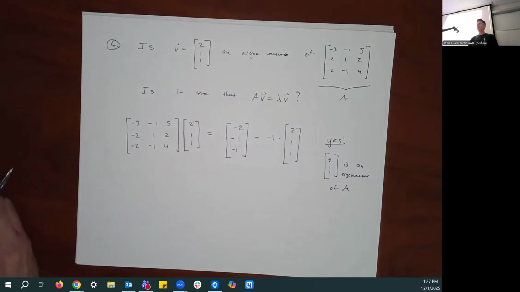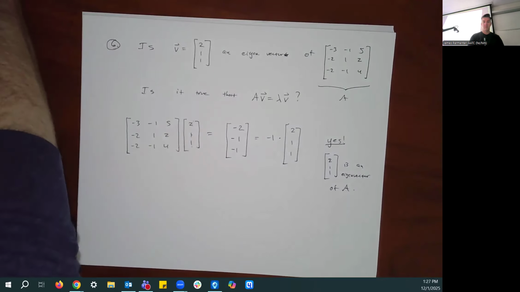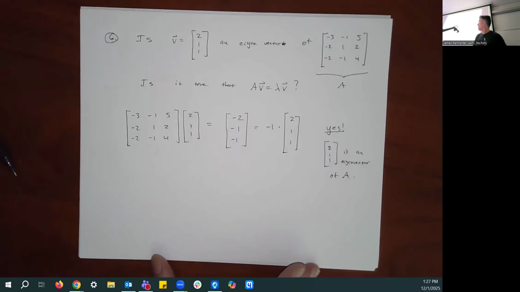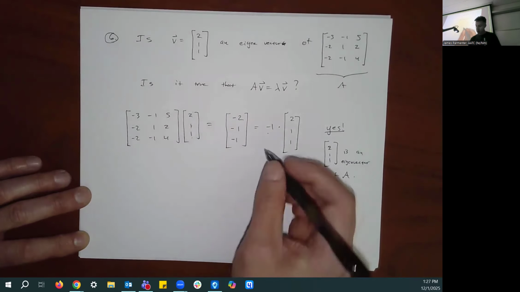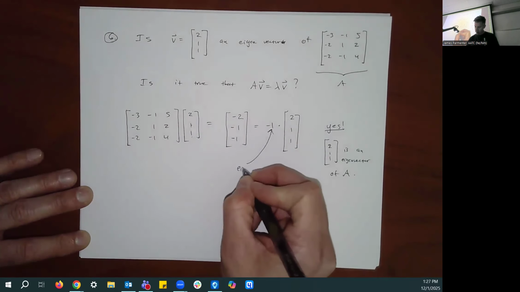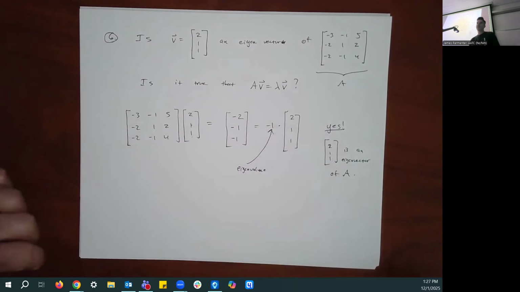You can't just say a vector is an eigenvector, blanket. It has to be an eigenvector of a particular matrix. Anyone want to volunteer to tell me what the eigenvalue was for that eigenvector? Yes, -1. Whatever the multiplier is, that's the associated eigenvalue. So there's your eigenvalue that goes with this eigenvector.